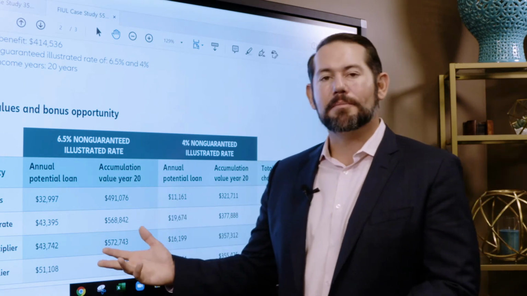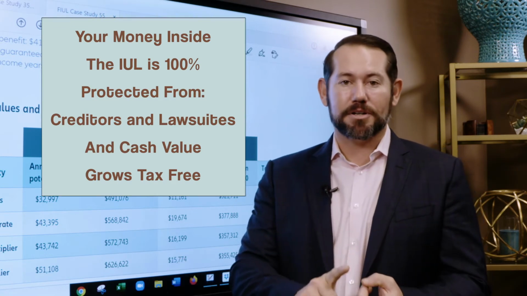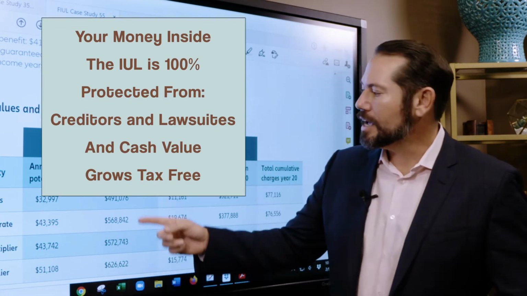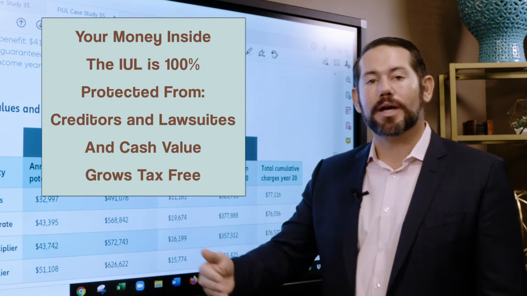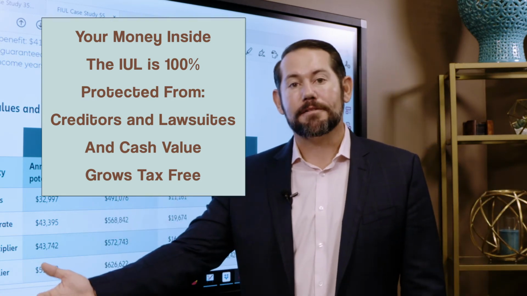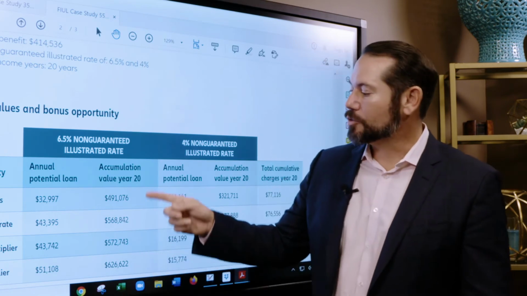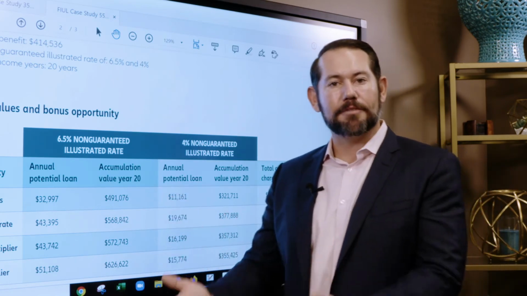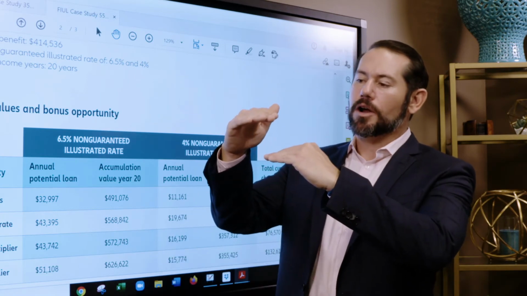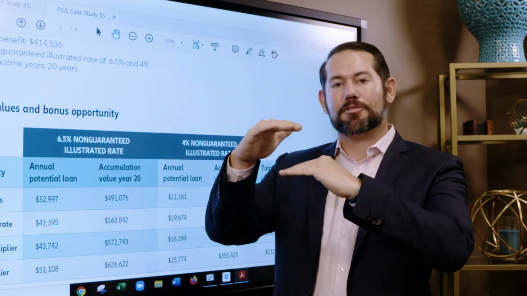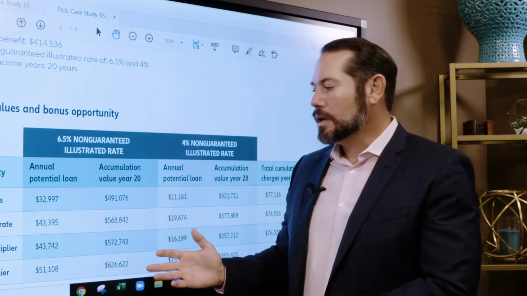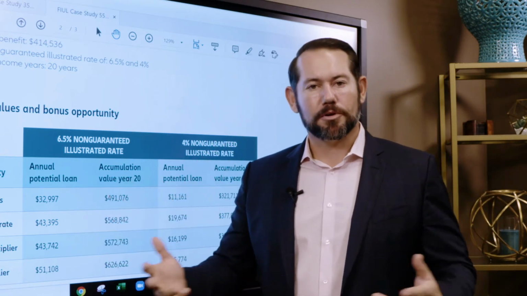All the while, the money inside here is 100% protected from creditors, protected from lawsuits, and your cash value is growing in a tax-free manner as well. If you pass away, your tax-free death benefit is always higher than your cash value. This is what makes it life insurance. So there's a corridor there between your cash value and the death benefit. The death benefit is 100% tax-free. The income is 100% tax-free.